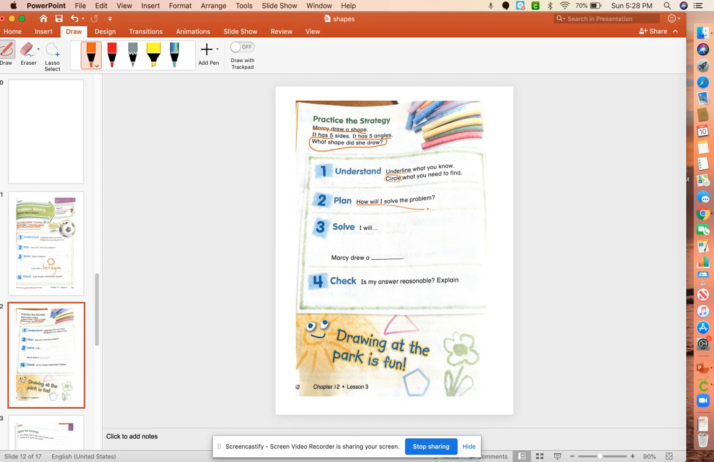So we are going to plan and solve the problem. We're going to draw it. So 5 sides. Let's see here. 1, 2, 3, 4, 5. What shape do I have here? It's almost like a square, but it's not. I hope you said pentagon. Marcy drew a pentagon.